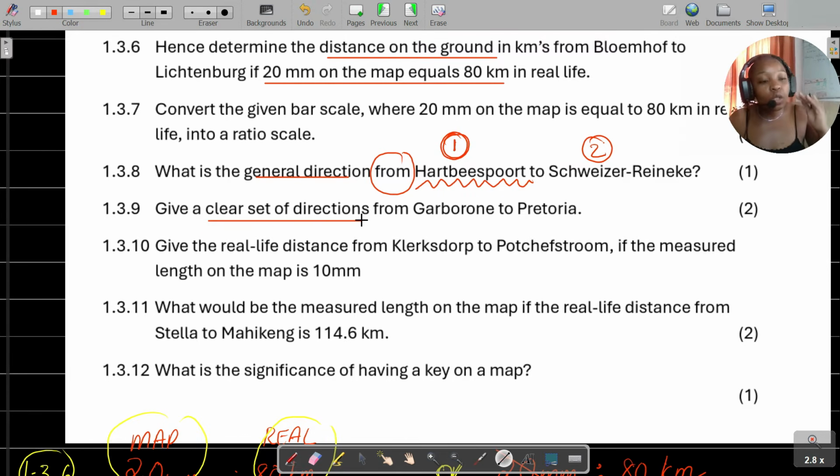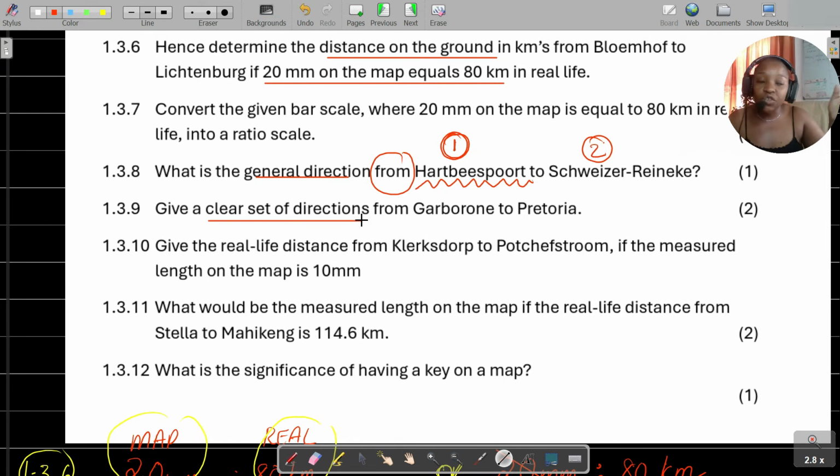They want you to make reference to the roads that you're going to be on. In which direction will you be traveling along the road? Which other road will you be getting on? In which direction will you be traveling on that road? Things like that. So when I want a clear set of directions, you need to be clear on the roads that you're going to be traveling on.